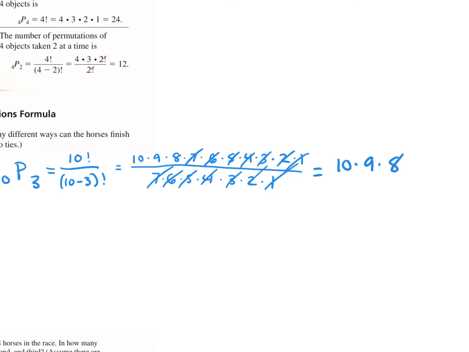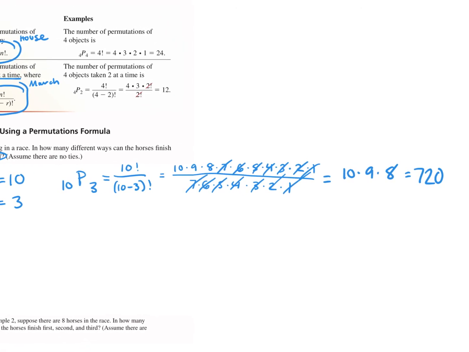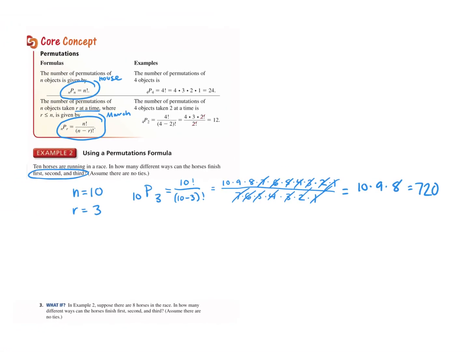So then we can just put 10 times 9 times 8 in our calculator. 720. So there's 720 different ways that horses can finish first, second, and third.